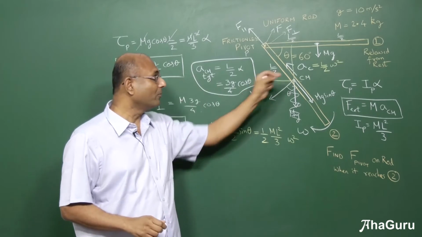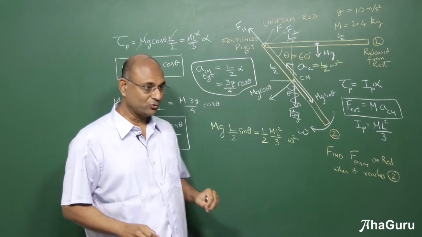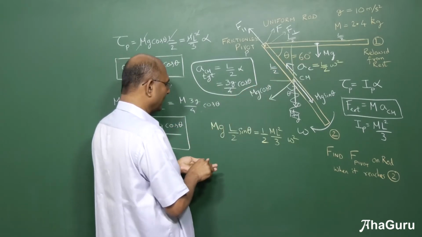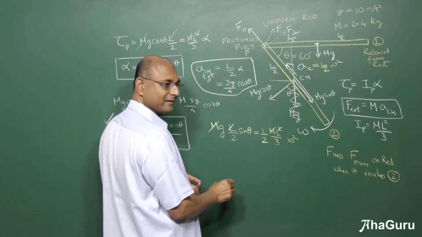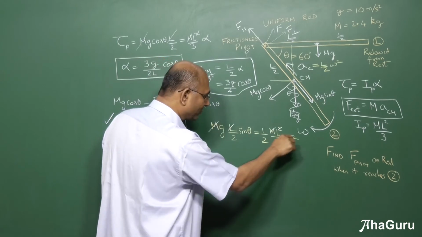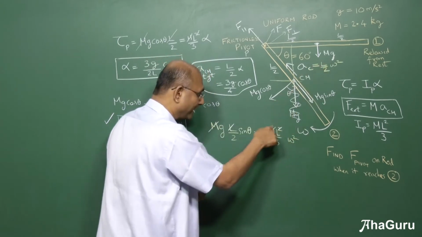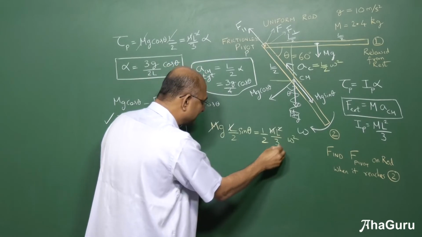Notice I don't really need omega, I need L omega square by 2. So we can try to cancel things out. Let me first cancel an M here. Let us cancel this L there. Okay, there is L omega square by 2 sitting there, which is what I want. So all I need to do is to take this 3 to this side.